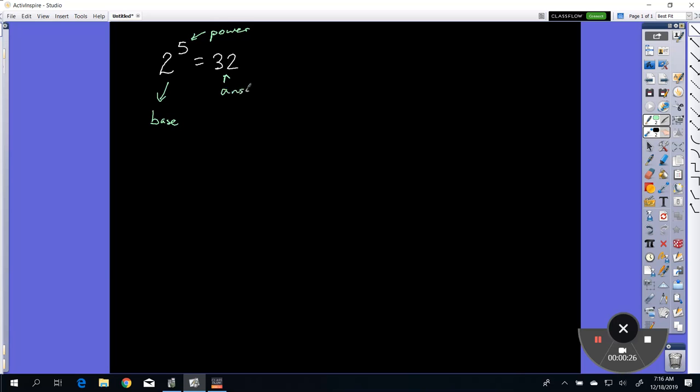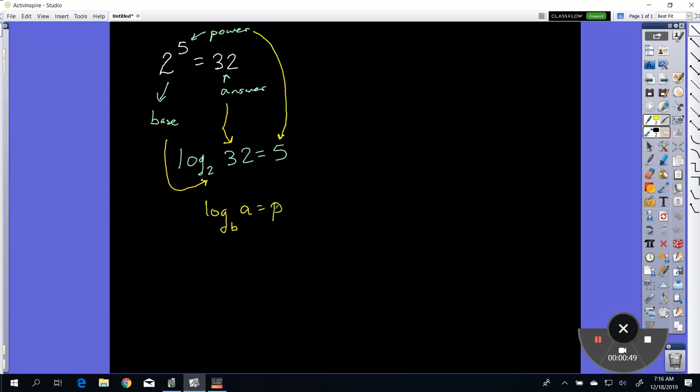This is the answer. And then when we write it as a logarithm, it becomes log base 2, 32 equals 5. So logs always have the base, the answer. Yeah, logs BAP. So base, answer, power. I thought you're saying that 32 is the answer to the log. Oh. No, so that's the, yeah.